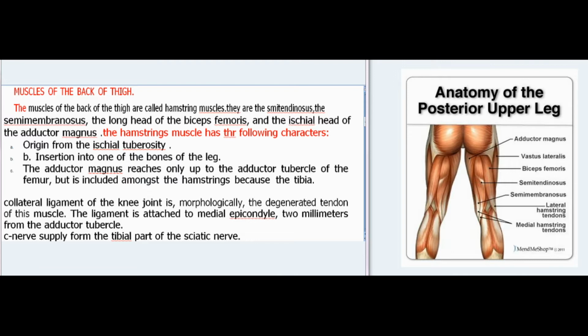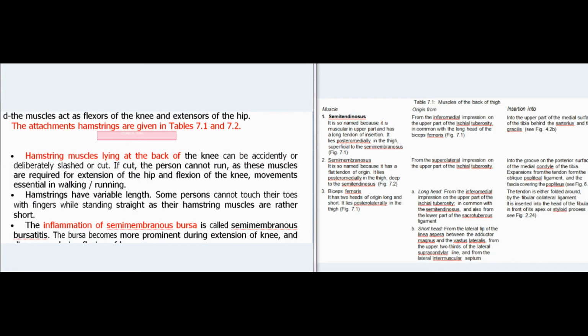C. Nerve supply from the tibial part of the sciatic nerve. D. The muscles act as flexors of the knee and extensors of the hip. The attachments of the hamstrings are given in tables 7.1 and 7.2.